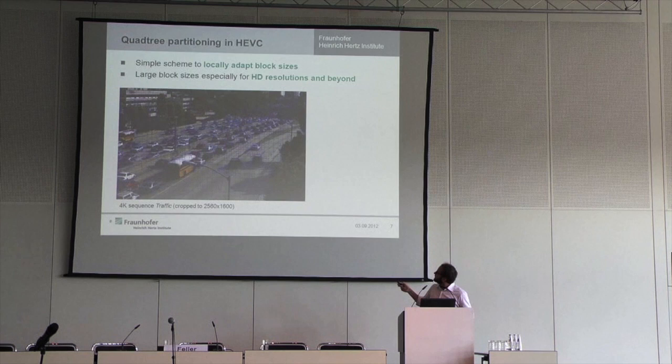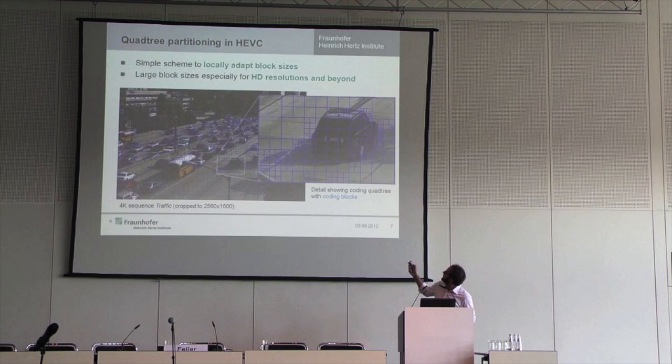So we have a detail. Here you can see one of the advantages, that it's adapting to the image content. When you have edges here, you see that the Quadtree breaks down into smaller blocks, so it can more easily represent these edges, the contours of the cone.